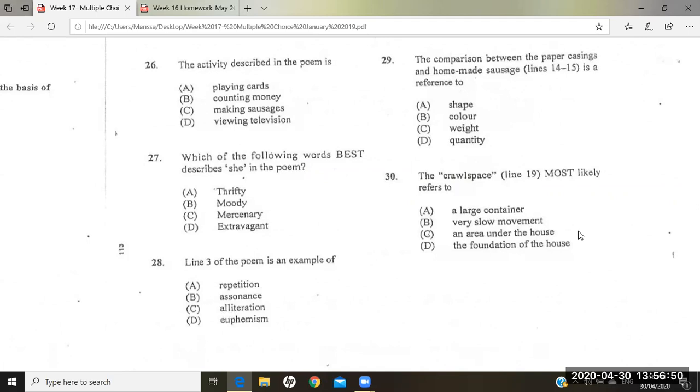So the answer is not D, Sarinta. Try again. So it's not A and it's not D. Cheyenne is helping you out here. Yes, the answer is C. They're referring to an area under the house. The crawl space is literally called a crawl space because it's an opening that someone small like the child could crawl into and enter. So the answer for 30 is C.